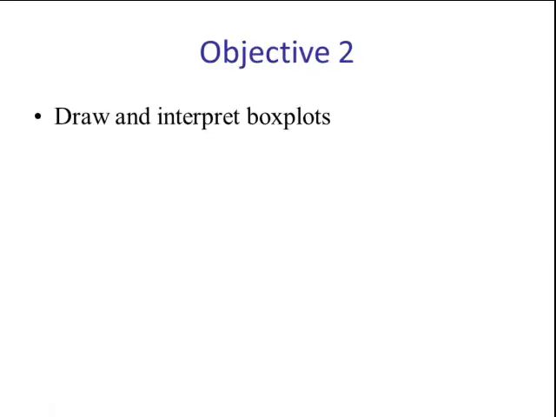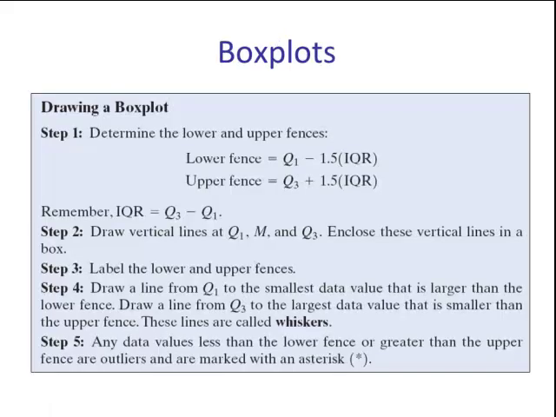Lesson objective number 2. These are the directions for constructing a box plot by hand. First step, you determine the upper and lower fences. These are the same fences we've seen before. The lower fence is Q1 minus 1.5 times IQR. The upper fence is Q3 plus 1.5 times IQR. Now if you remember, IQR is Q3 minus Q1.